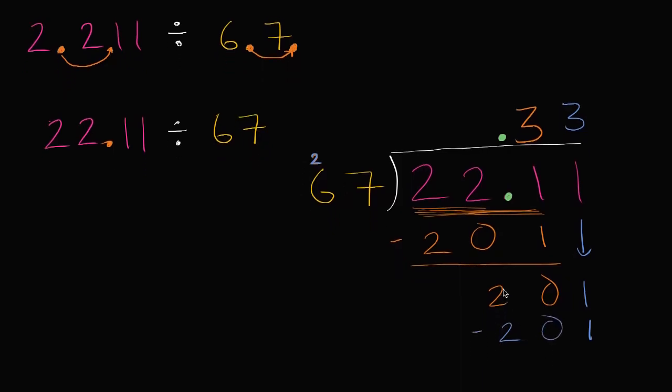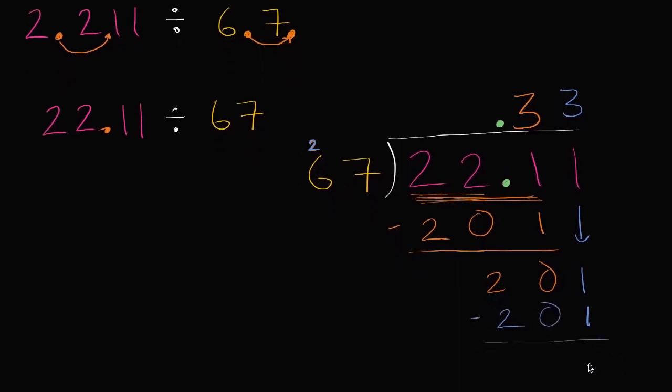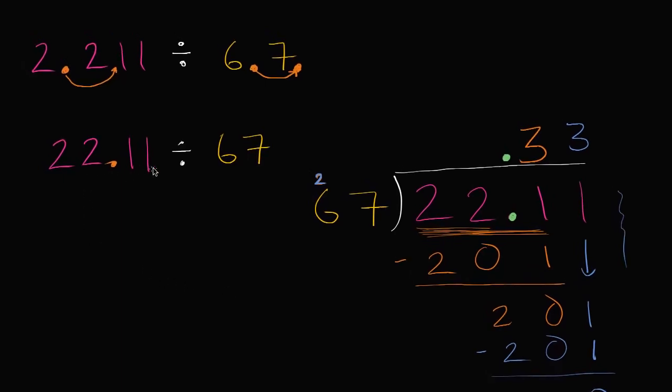And now you subtract, and we are done, because we have no remainder, and there's nothing here left to bring down. And so 22.11 divided by 67 is, and we could throw a 0 here just for good measure, 0.33. This is equal to 0.33. And we're done.